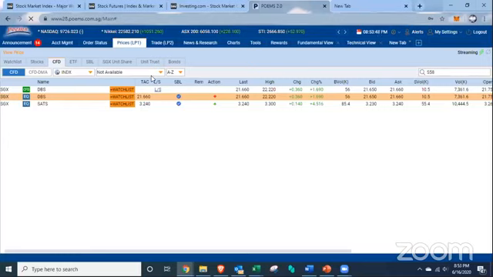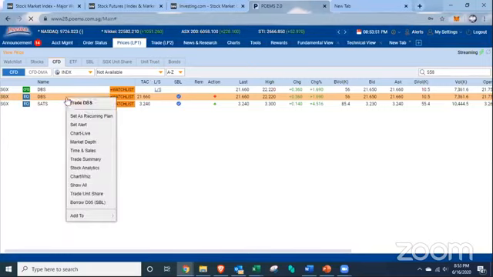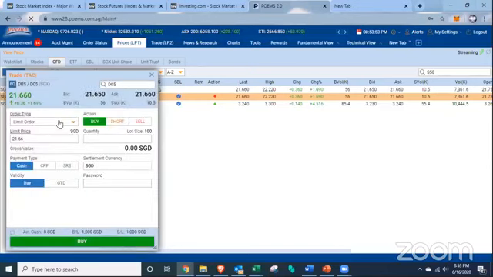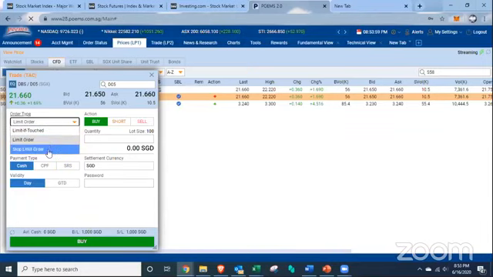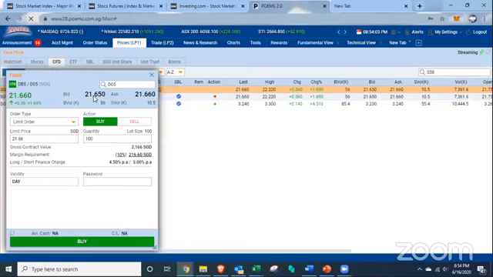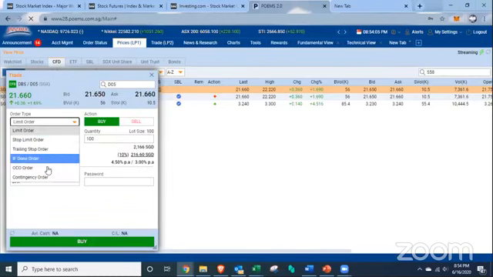Is OCO just for CFD trading? You can see for stock trading, you only have the limit order and stop limit order. But for CFD, you have the OCO order. I would say that's the difference.